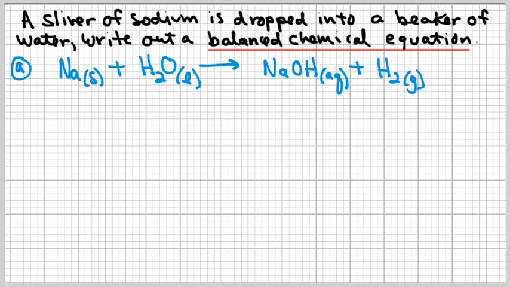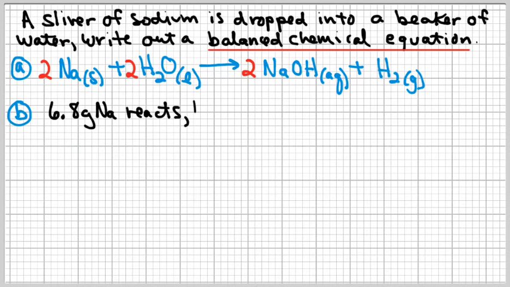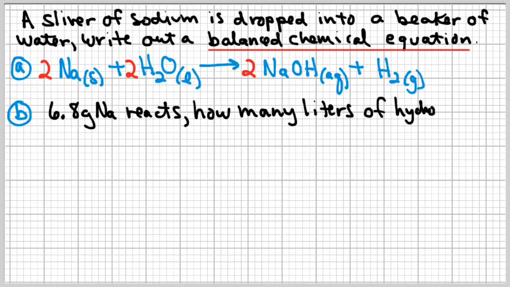I balance it, and when I balance it, I now have my recipe. The ratio is 2 to 2 to 2 to 1. These are molar ratios. I'll utilize them whenever I do my stoichiometric calculation. So in B, we are given 6.8 grams of sodium, and we are to figure out how many liters of hydrogen gas will be produced at STP.